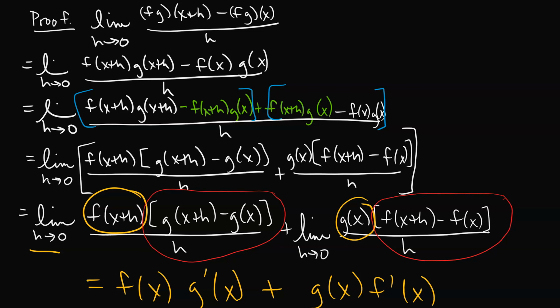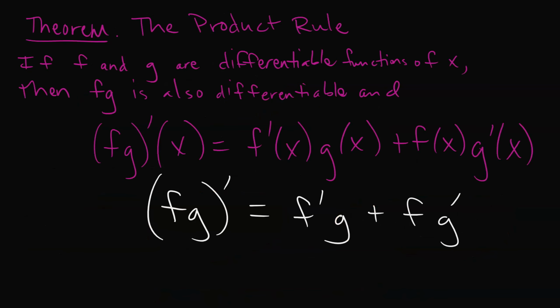And that's what we were trying to show. So that establishes our theorem. The derivative of a product is equal to the derivative of the first function times the second, plus the first times the derivative of the second. And of course, addition is commutative, so it doesn't matter which one of these pieces you put first, as long as you combine the derivative of one piece of the product with the original function of the other.